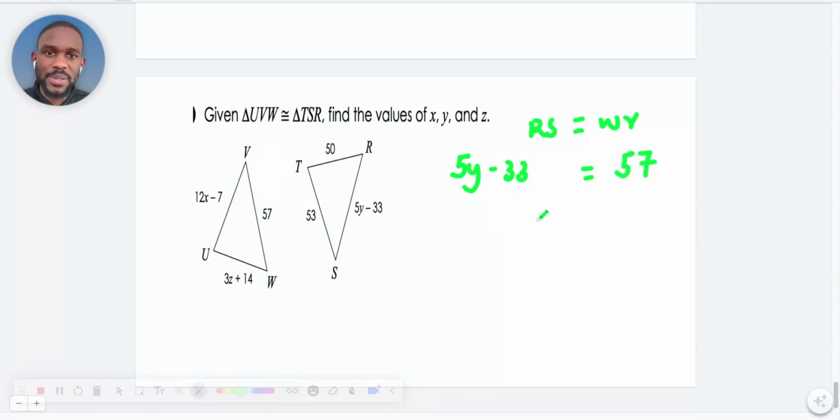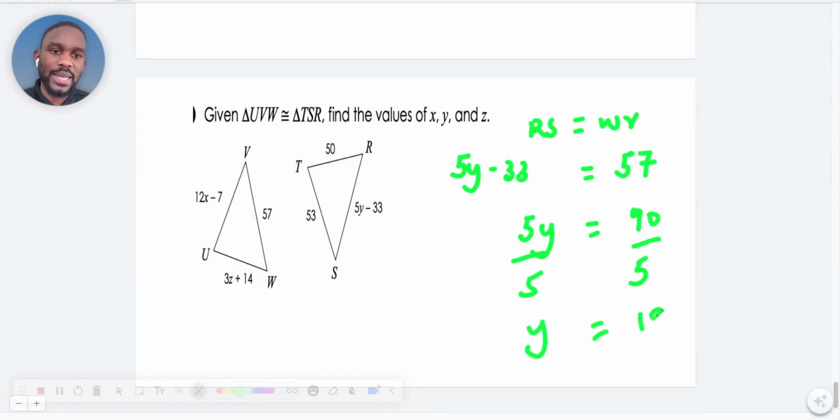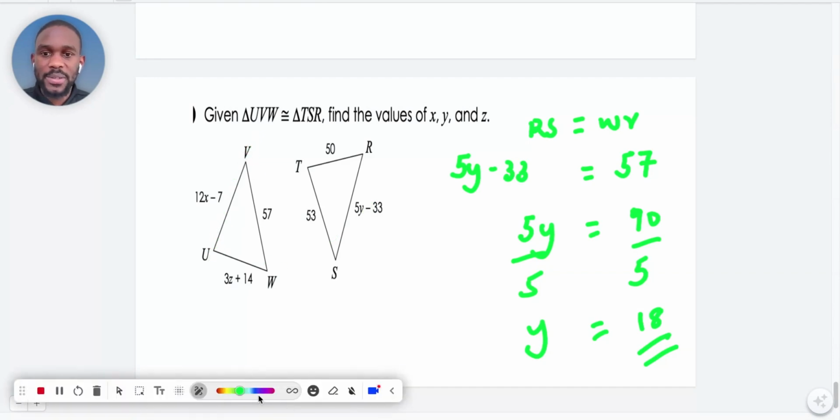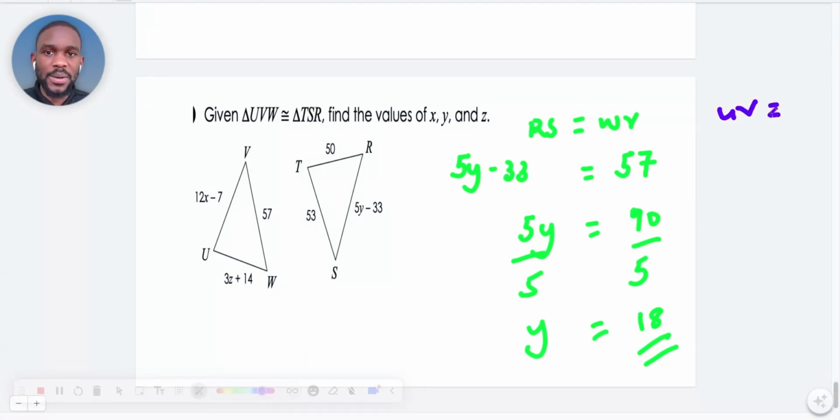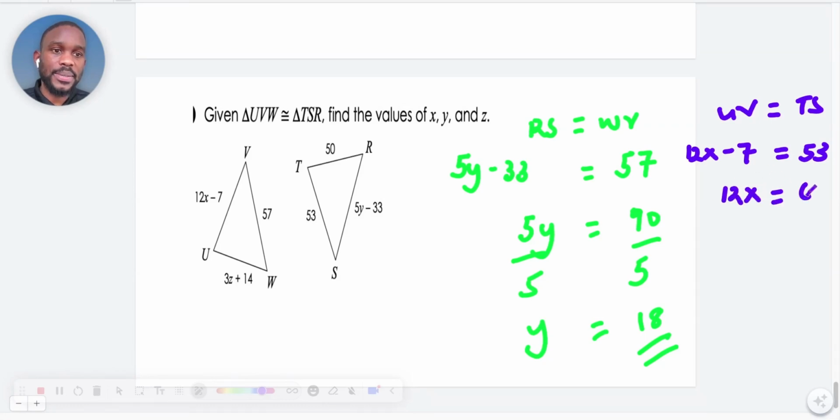I'll add 33 to both sides of the equation. By now, we should know how to solve single-step equations. This would give me 90. Y will equal 18. So the value of Y is 18. What about X? Where is my X? X is in UV, right? UV is first and second, so it is equal to TS, which is 53. Add 7 to both sides of the equation, and you'll get 12X is equal to 60. So X is 5. So we know X, we know Y.